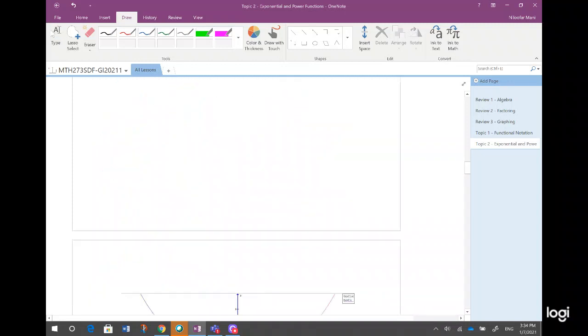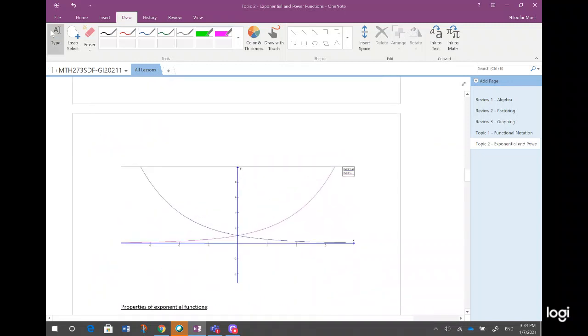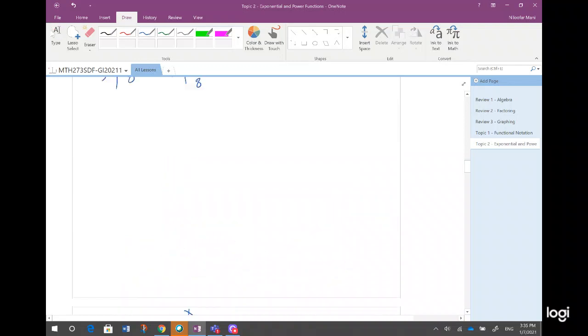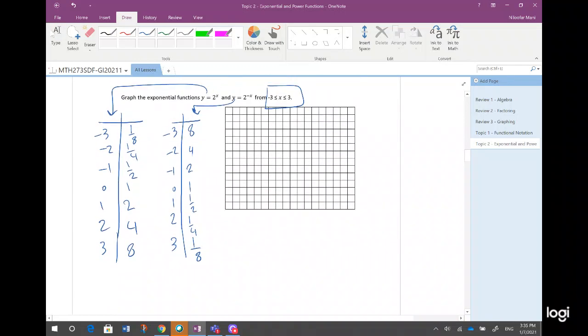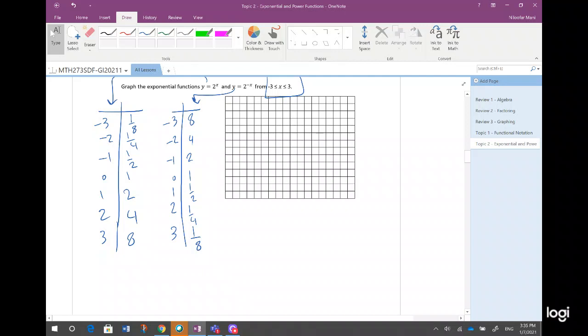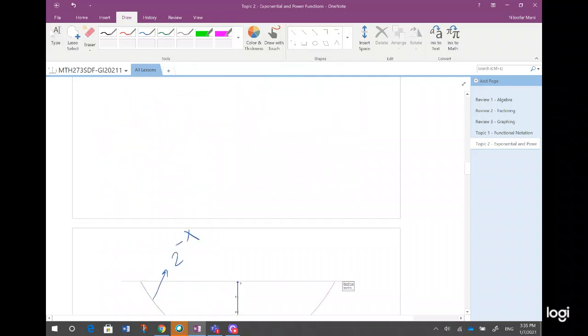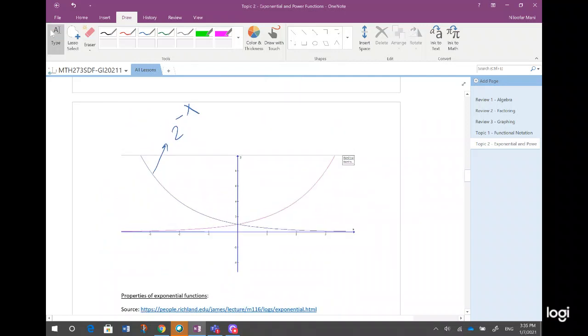Okay, so now I can show you here, instead of taking time to graph it for you. So this one is 2 power minus x. As you can see, 2 power minus x is just the right one here. As we go to negative, it's getting larger and larger. And as we go to positive, we continue on positive, it goes towards 0.